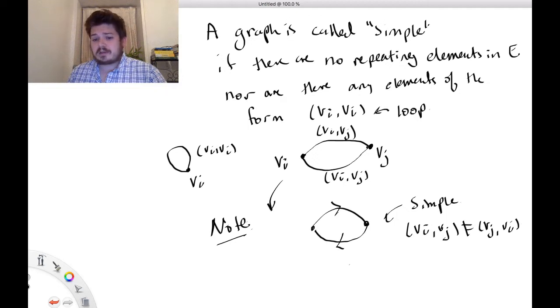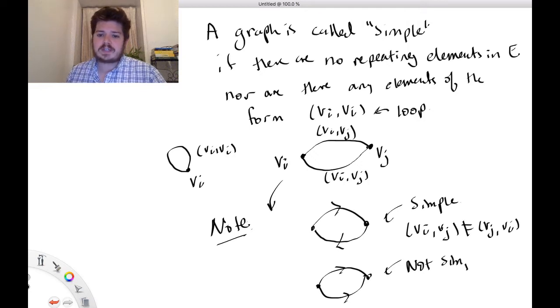This would not be simple, though, if you had two edges pointing in the same direction. This is not simple. So just be aware of that when you see arrows in your graph. Don't always assume it's not simple, right? All simple means is no repeating elements and no loops. So if you know your graph is directed, and you have Vi, Vj, and then also Vj, Vi, well, those are different elements because that's in a directed graph.